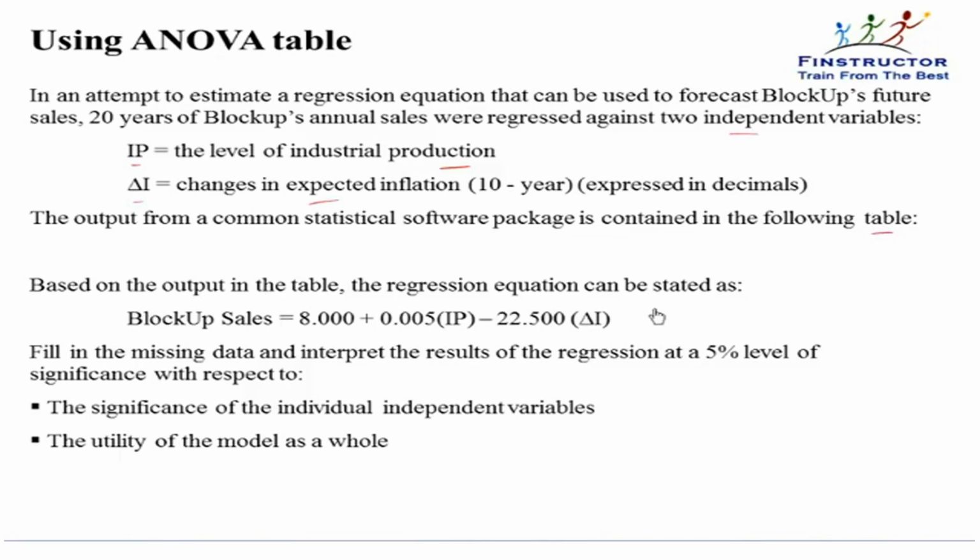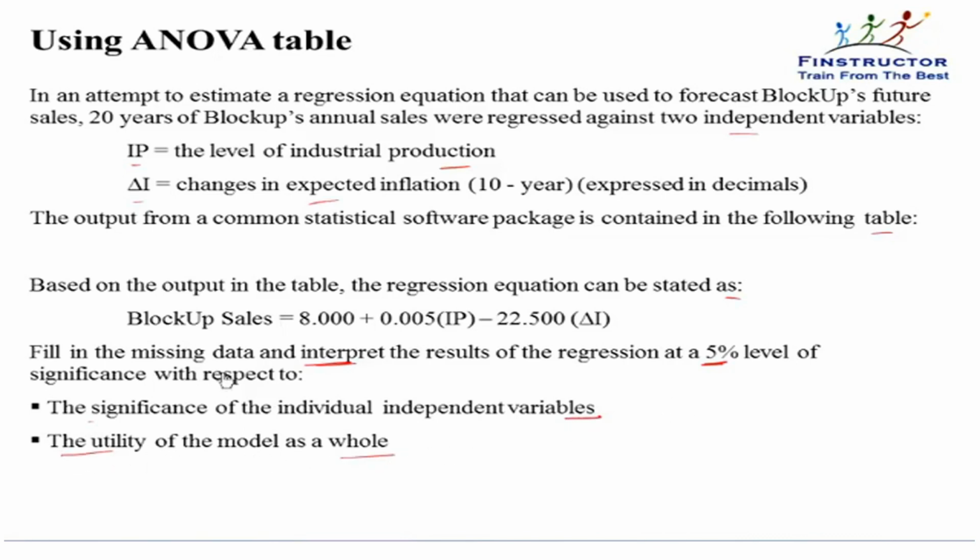Based on the output in the table, the regression equation can be stated as: Blockup sales are 8 units plus 0.005 times the level of industrial production minus 22.5 times the change in inflation. Fill in the missing data and interpret the results of the regression at a 5% level of significance with respect to the significance of the individual independent variables and the utility of the model as a whole.